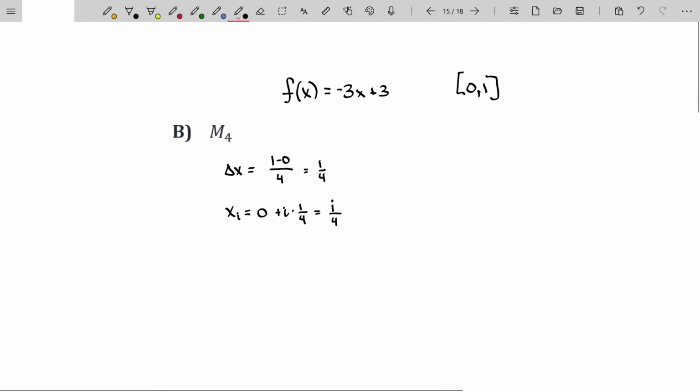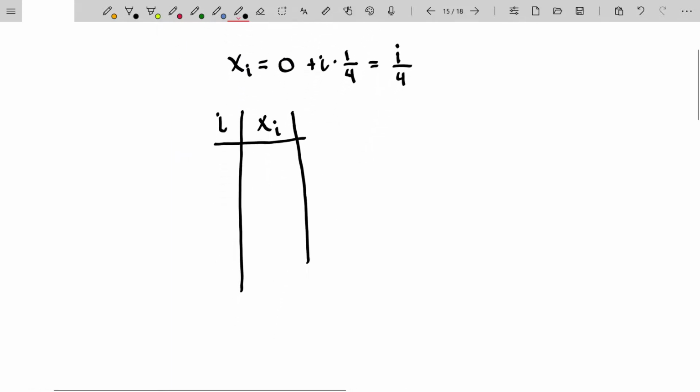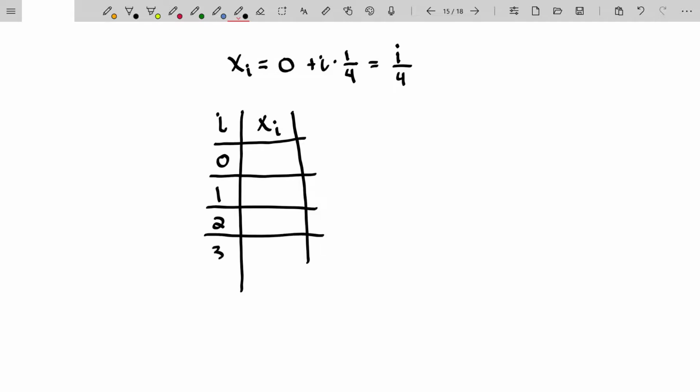Now I can go ahead and list out my x values. And that's really what you're going to be doing for the midpoint method. You're going to have to list out your x values so that you can average them and then use those averages to compute the midpoint or the midpoint formula. So I build a little table and I say, okay, well, I have 0, 1, 2, 3, and 4.